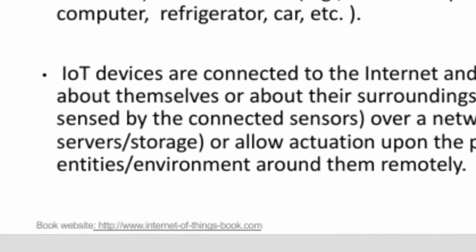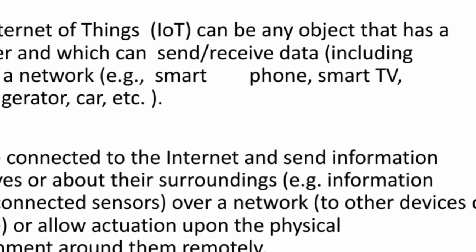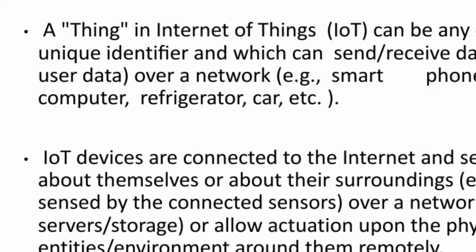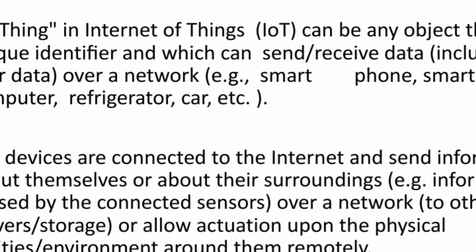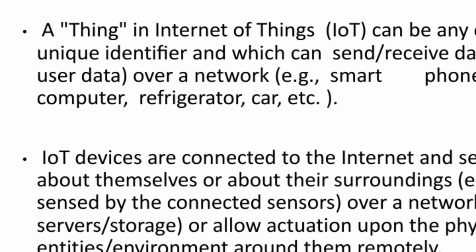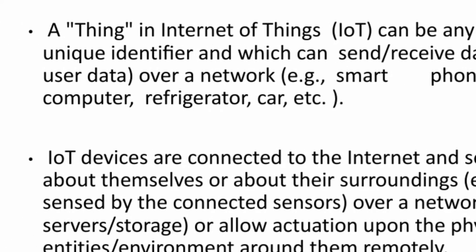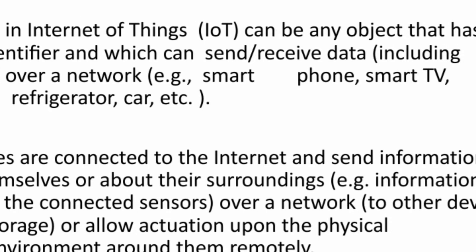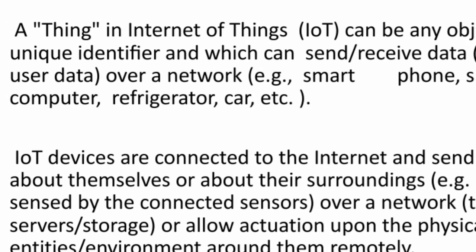What is an IoT device? Already we understand that a thing in the Internet of Things can be any object that has a unique identifier and which can send or receive data over a network. IoT devices are connected to the Internet and send information about themselves or about their surroundings over a network, or allow actuation upon the physical entities or environment around them remotely.